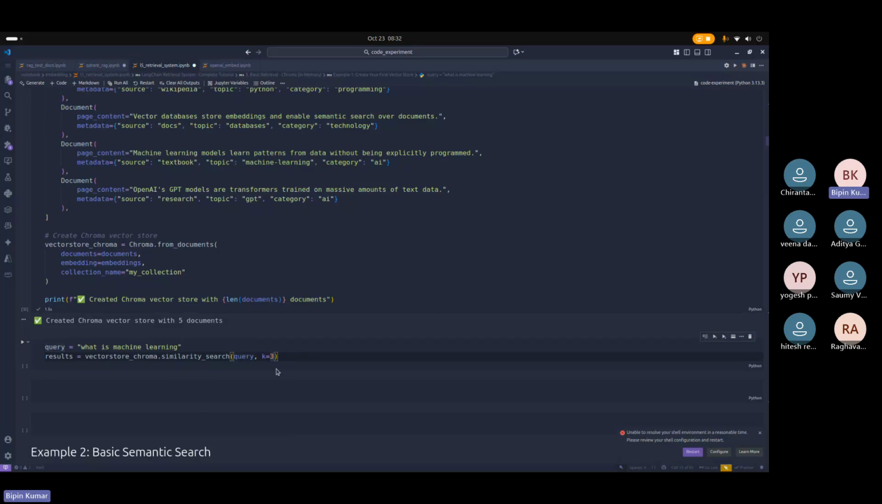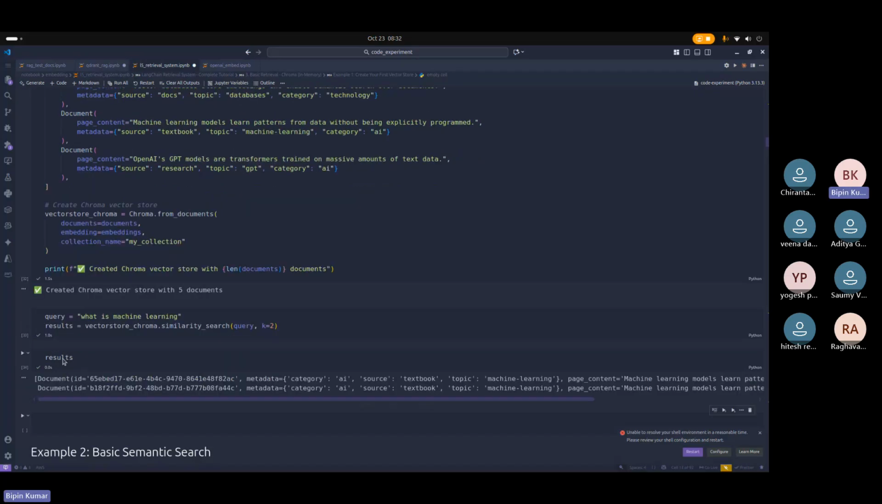Let's see if I change the k value to 2. And that is optional as well. If you do not put the k value, that is also fine. But let's see what is machine learning. Now it runs. If you want to see the results, just print. So you put k equal to 2, so what does it provide? 2 documents.